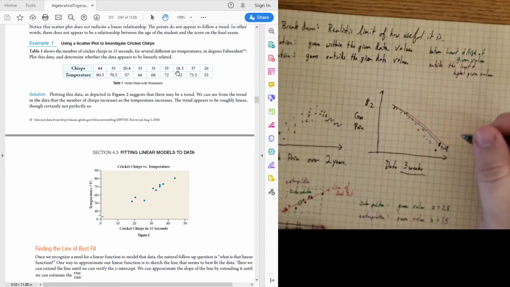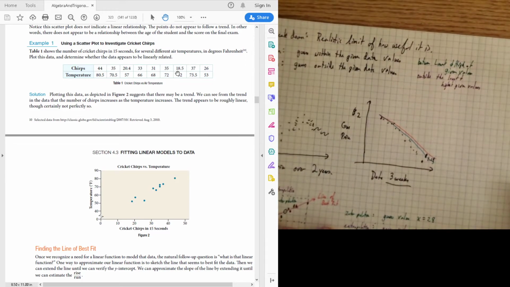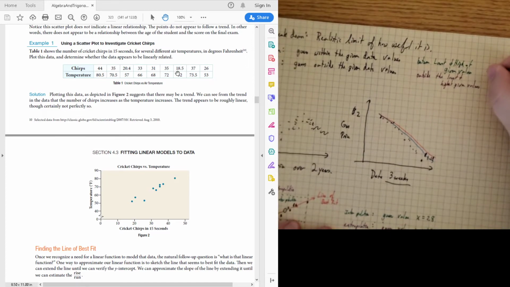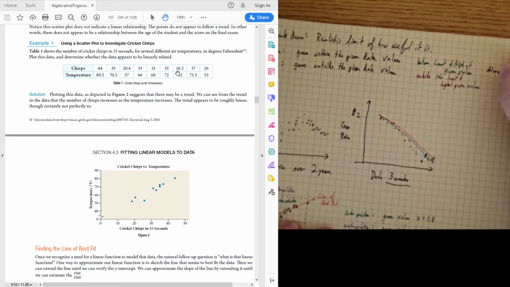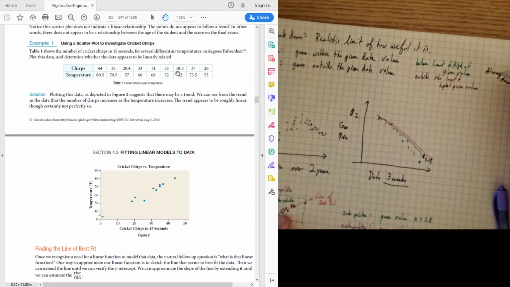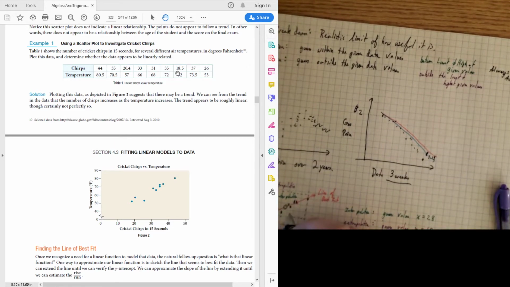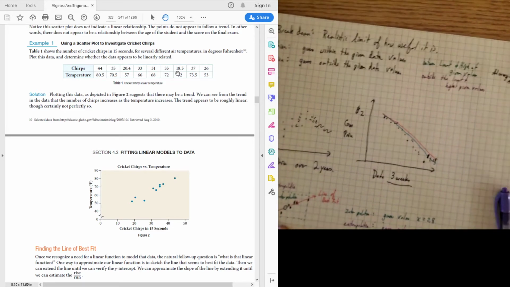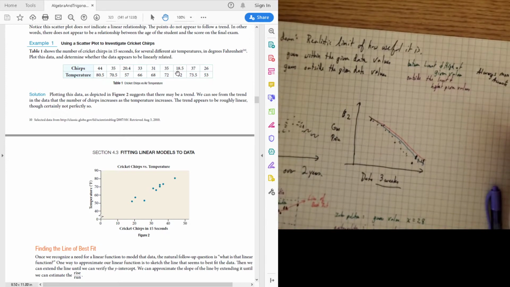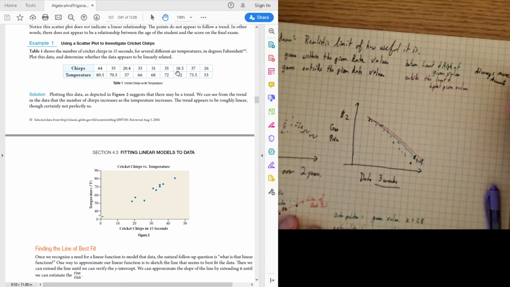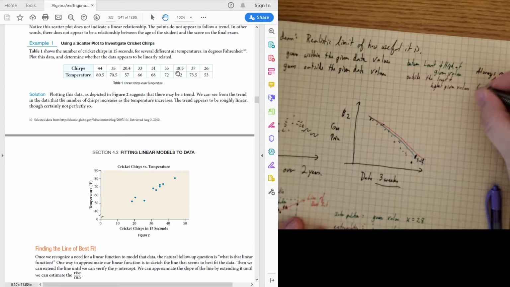Now, by definition, interpolations are always more accurate. That does not mean they are always right. It is possible that you make a guess using your line of best fit, and that guess is way off. Our line of best fit isn't perfect. There are some values above, there are some values below. But interpolation is always going to be more accurate, whereas extrapolation will always be less.